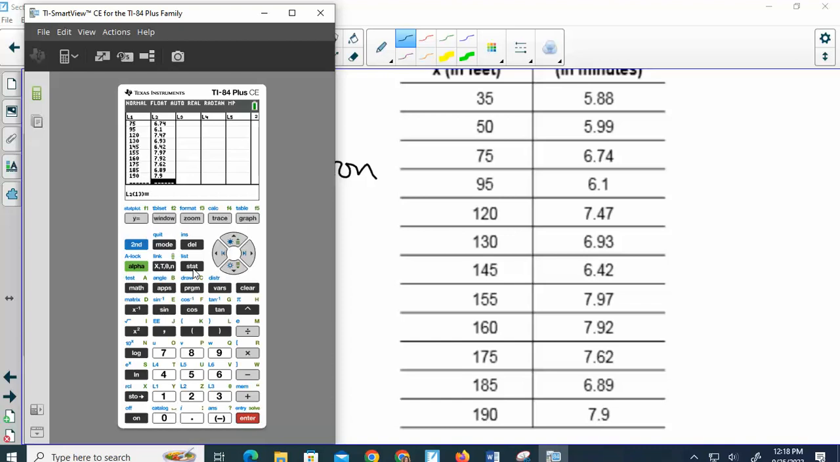So we have to look at the linear regression first. We have to go to calculate linear regression so that it has an equation for our line. I think I might have mistyped a point.